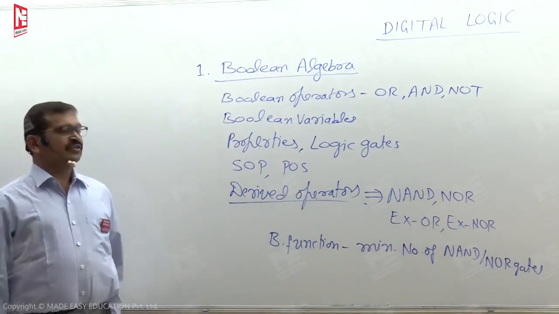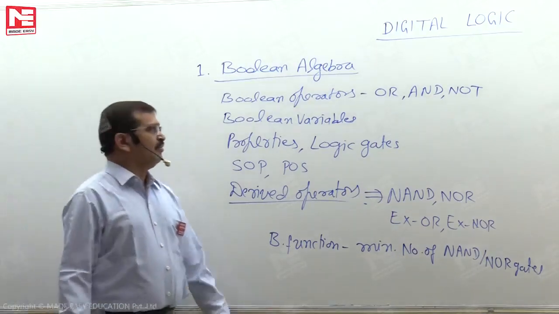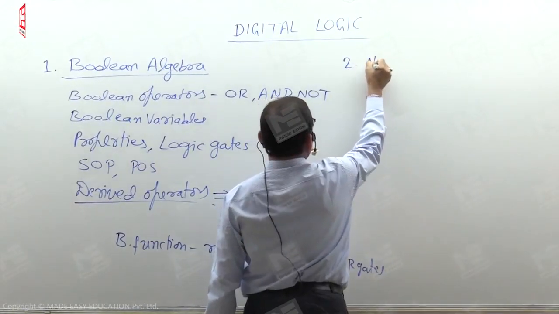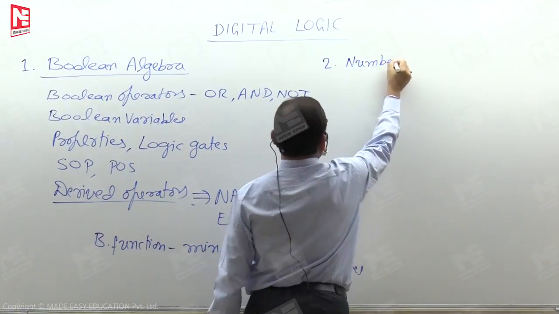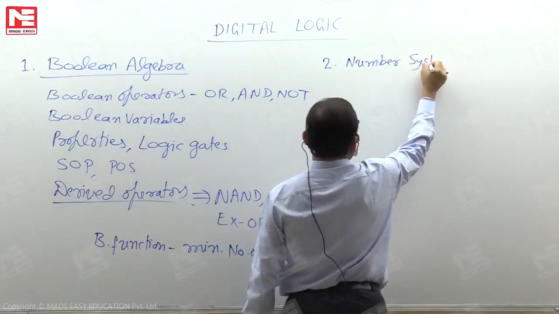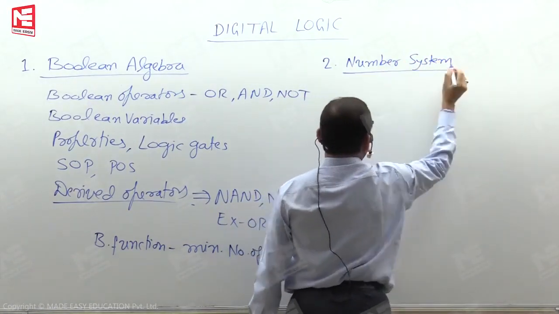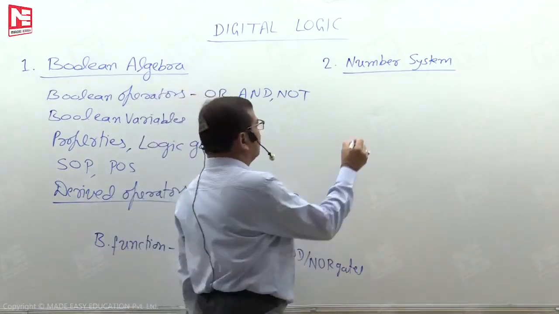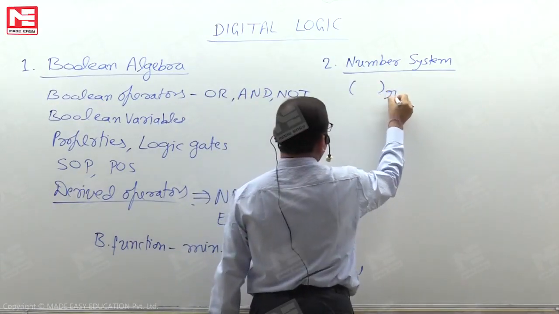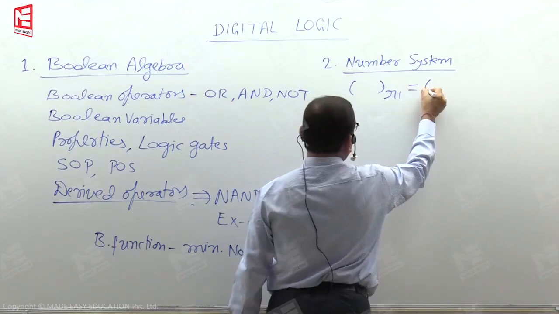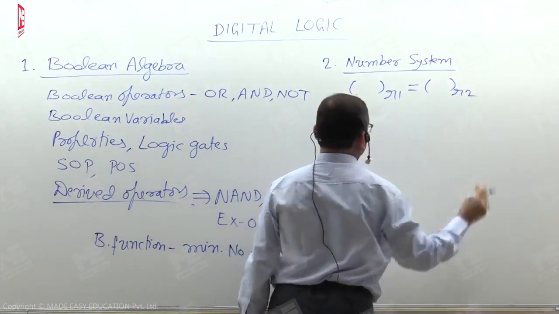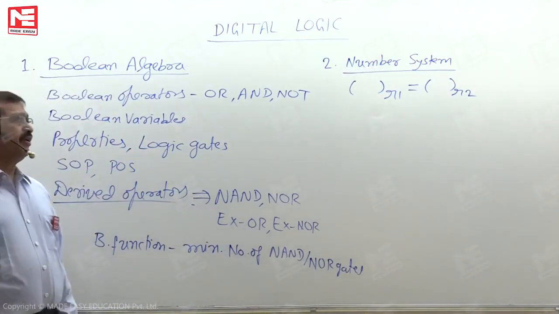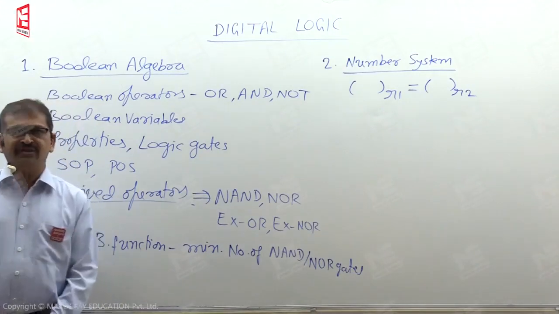After this basic part of the subject, the next topic is number system. Under the heading of the number system, we need to learn a more generic procedure to convert a number which has base R1 to another number which has base R2. So basically our work is conversion of a number from radix R1 to radix R2.